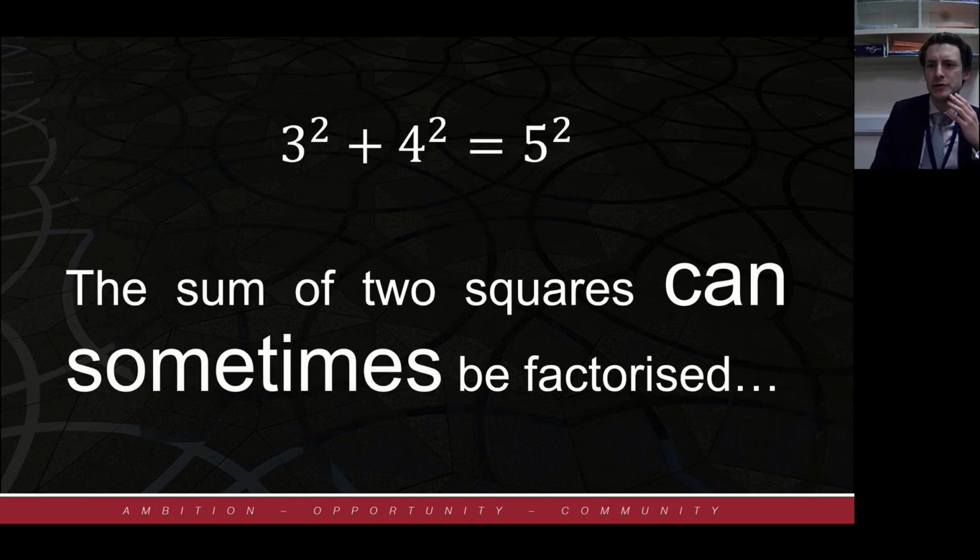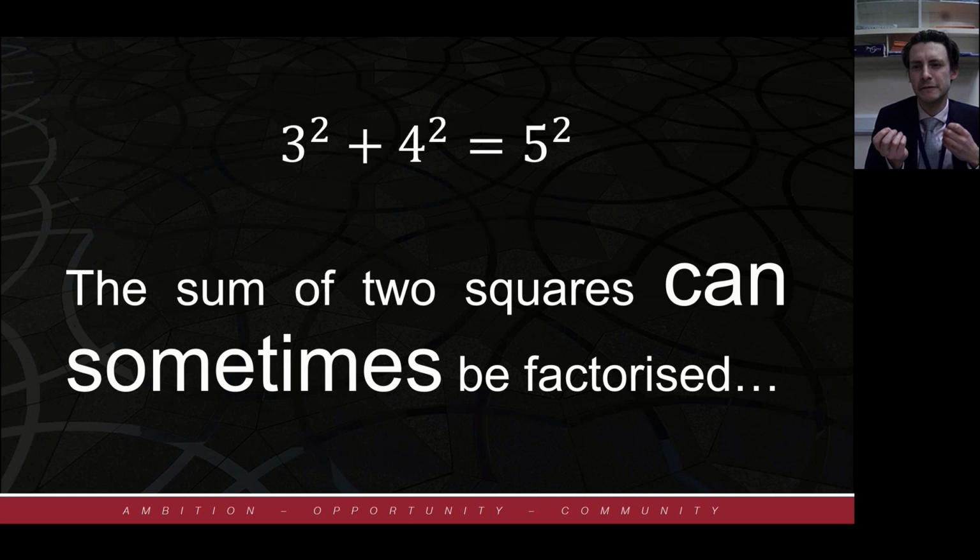This seems to be a counterexample, for example. In what sense is this a counterexample? Well, if your teacher tells you that the sum of two squares can't be factorised, you might turn around to them and say, well, when I take 3 squared and add it to 4 squared, I get 25, which I can definitely factorise as 5 times 5. So something is a little bit awry there.